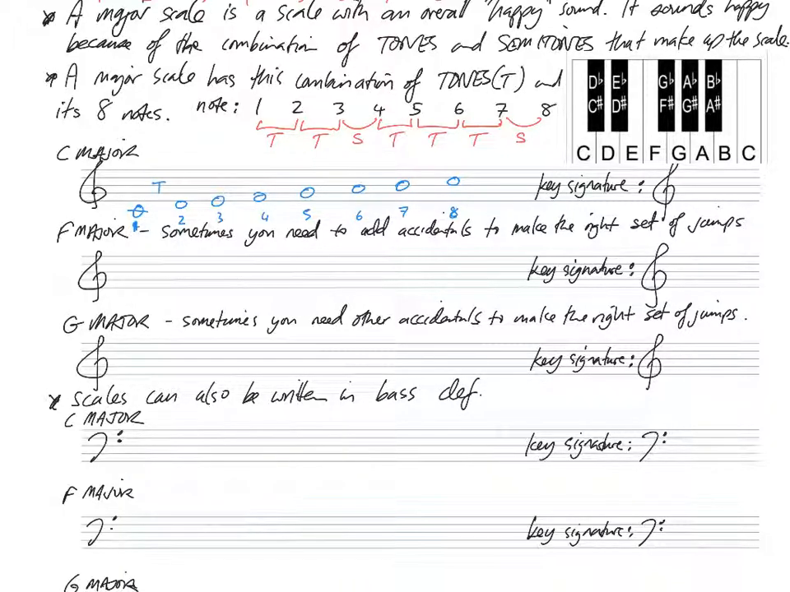So that's fine. What kind of a jump is it between 2 and 3? Well, a D to an E is also a tone, which is what we wanted here. So that's also fine.